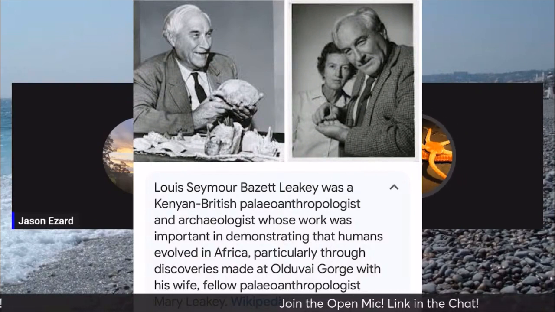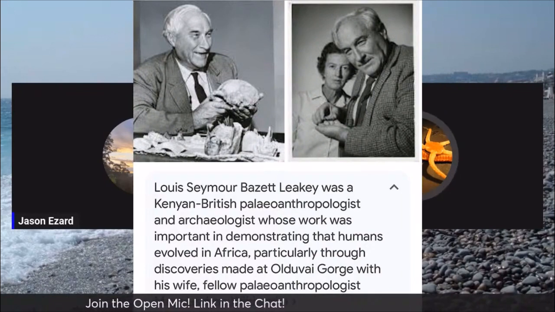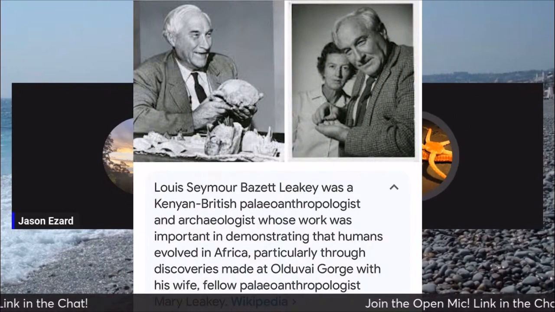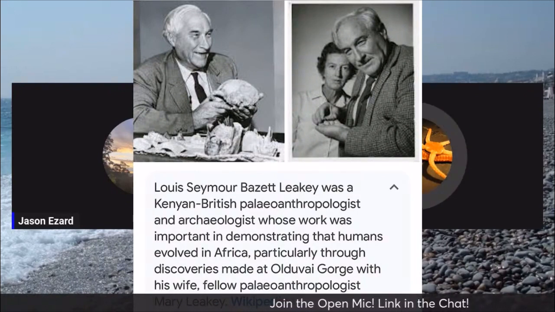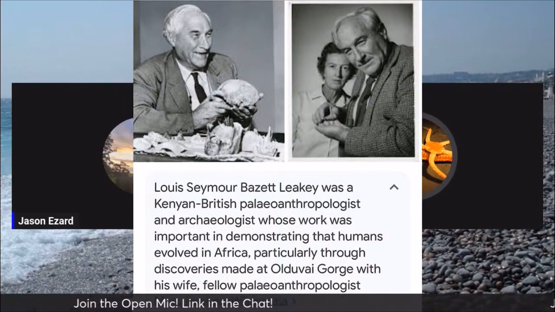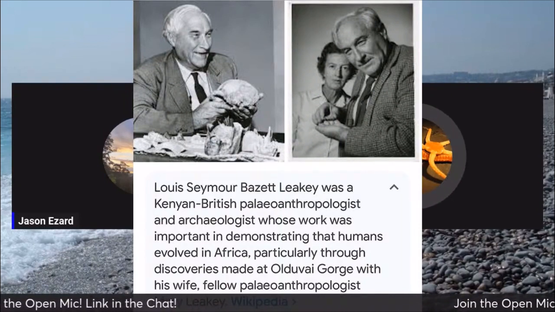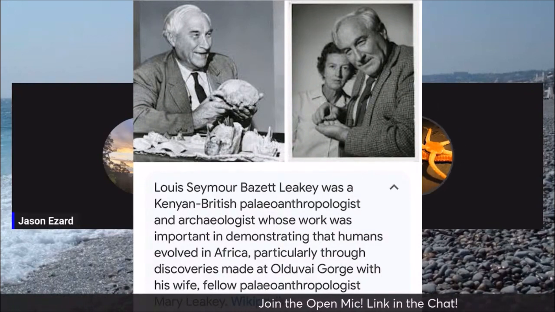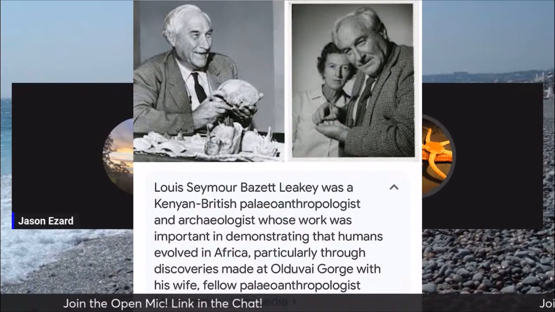Louis Seymour Bazett Leakey was a Kenyan British paleoanthropologist and archaeologist whose work was important in demonstrating that humans evolved in Africa, particularly through discoveries made at the Olduvai Gorge with his wife, fellow paleoanthropologist. Now, the majority of the discoveries at the Olduvai Gorge were considered the Homo group.